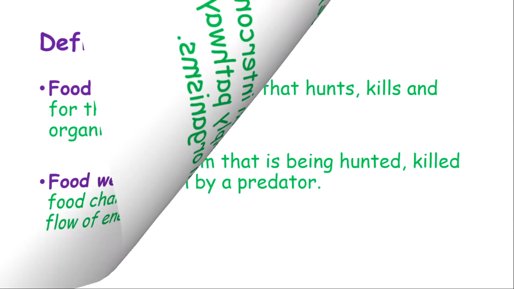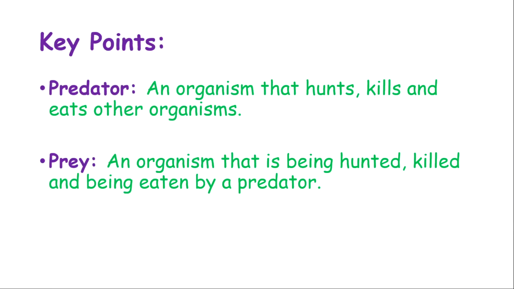All right. Now, other points to note is that predators. Now, a predator is an organism that hunts, kills, and eats other organisms. Okay. Now, a prey is an organism that is being hunted, killed, and being eaten by a predator.